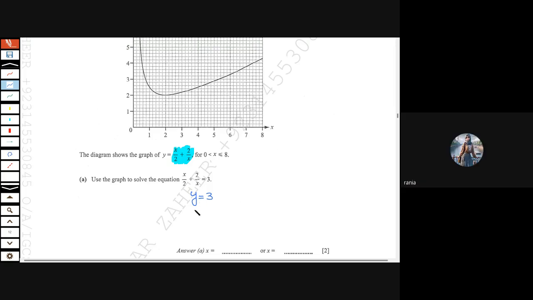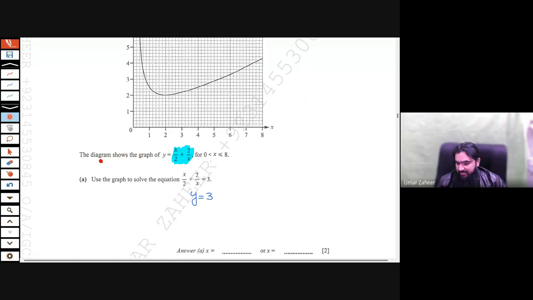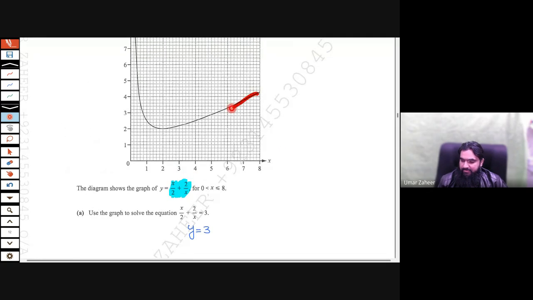Sir, can you explain again? The diagram shows the graph of y is equal to x divided by 2 plus 2 divided by x. The graph is already drawn here. And this value is equal to y. So I just replace this value with y. So we'll get y is equal to 3. Clear? Yes, sir.